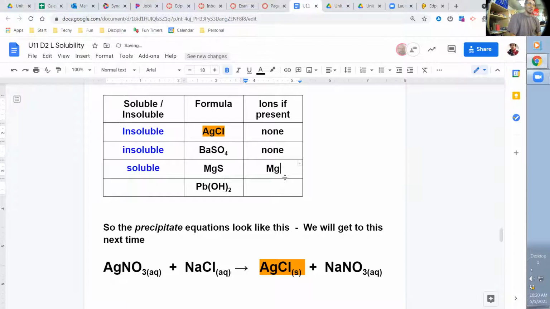Mg with a superscript of 2 positive. And you're also going to be writing the sulfide with a superscript of 2 negative. And that's how you write these answers.